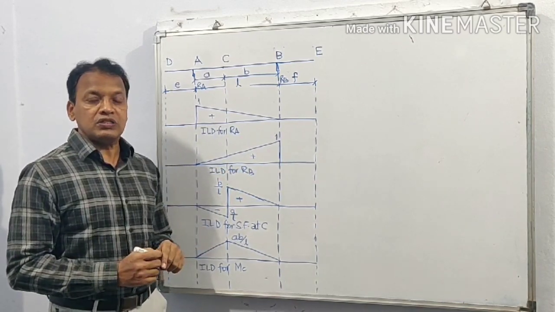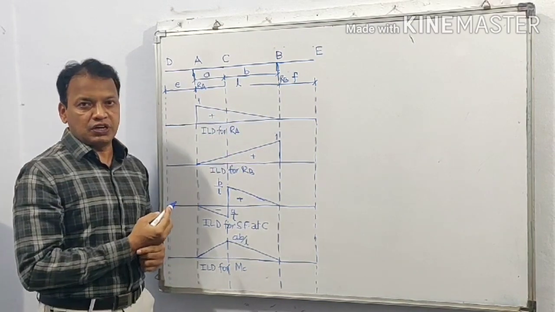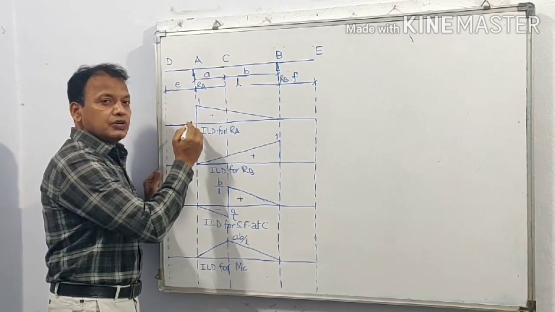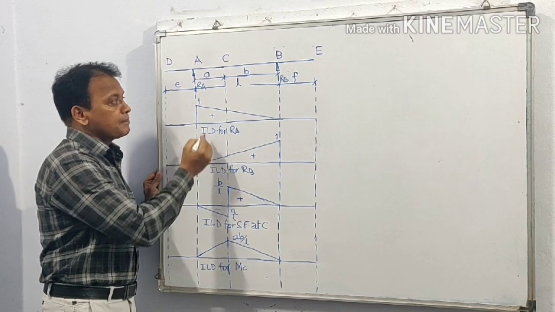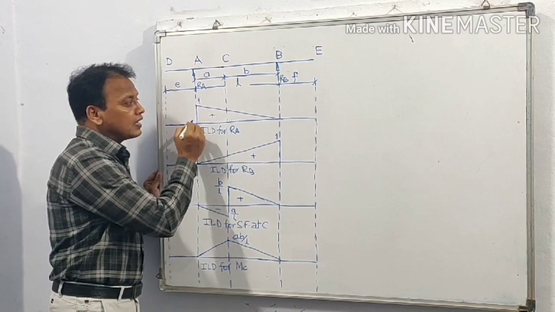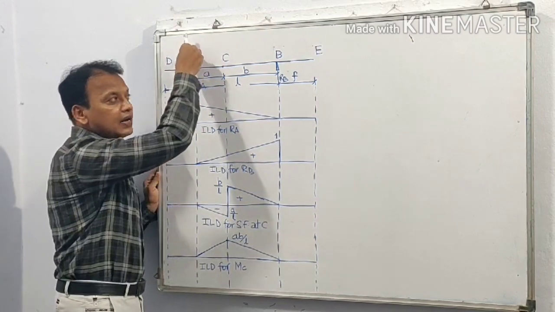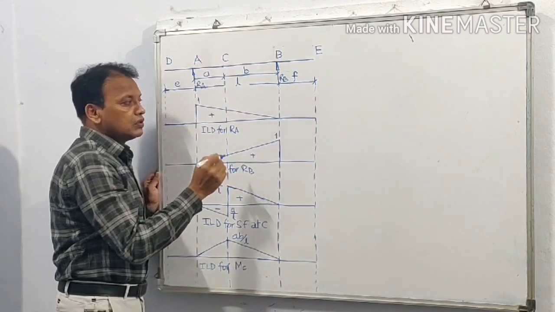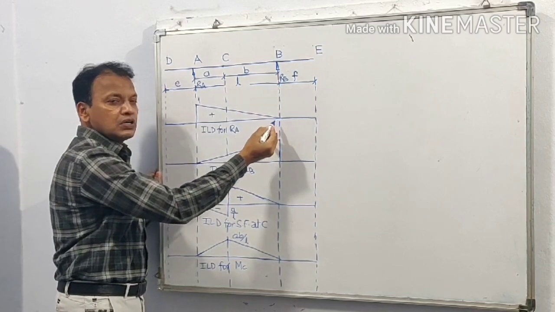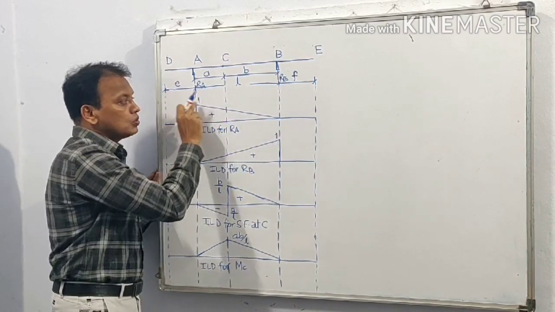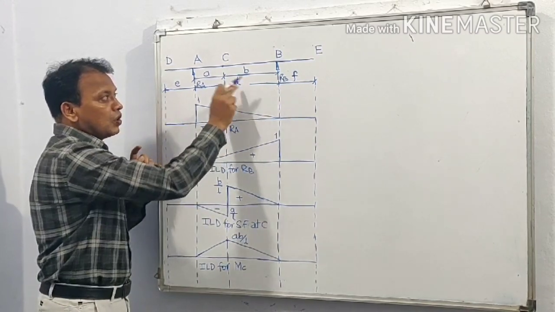So we have drawn influence line diagram for simply supported beam. Consider this beam AB as simply supported beam. For this simply supported beam, we know how to draw influence line diagram for reaction at A, RA. When unit load is at A, reaction at A is equal to 1. And as unit load moves from A to B, reaction at A will go on reducing, and when unit load is at B, reaction at A is equal to 0. So this is influence line diagram for simply supported beam AB of span L.